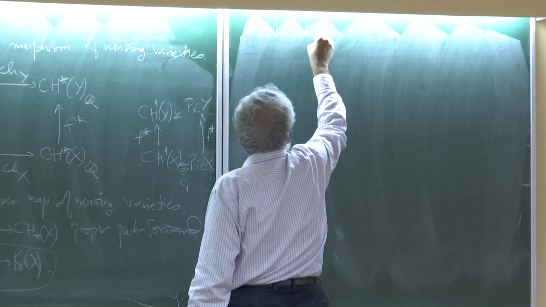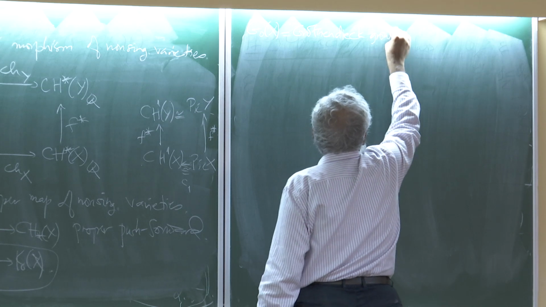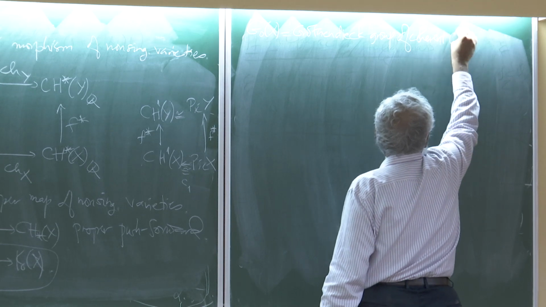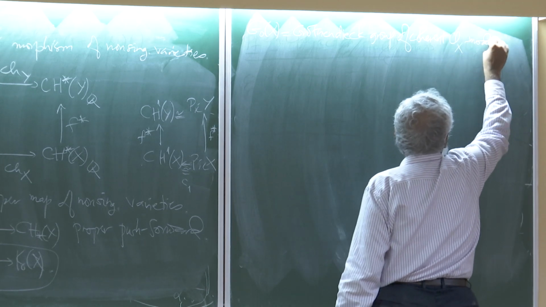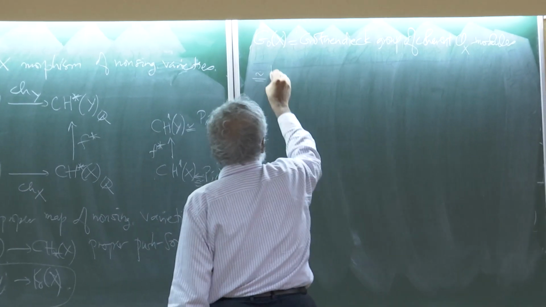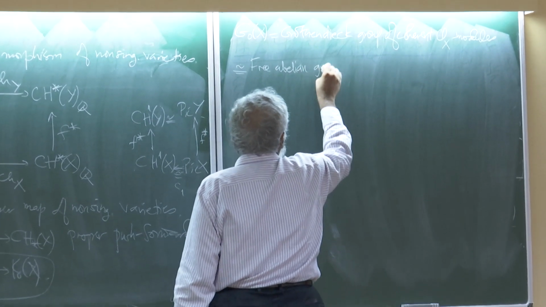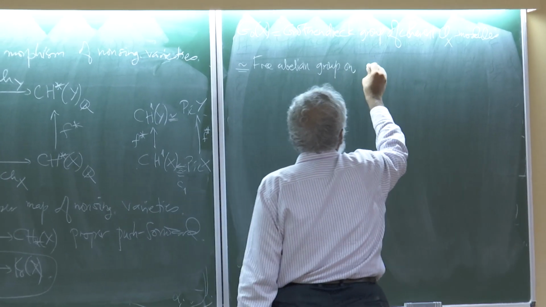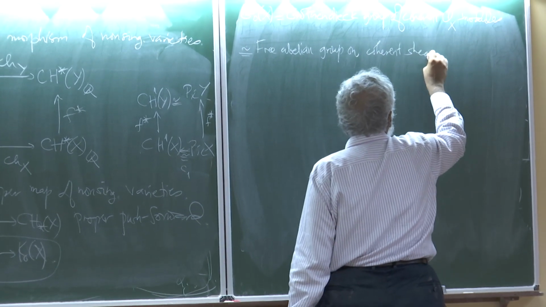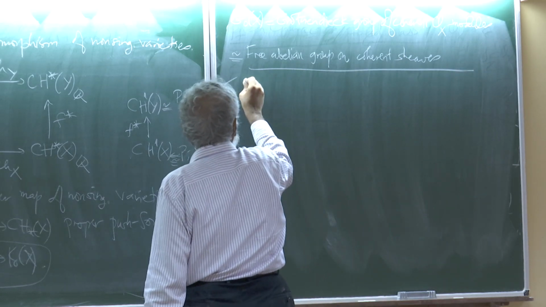This is the Grothendieck group of coherent sheaves, coherent O_X modules, which I define in the following fashion. It's the free abelian group on coherent sheaves modulo a very similar looking definition.